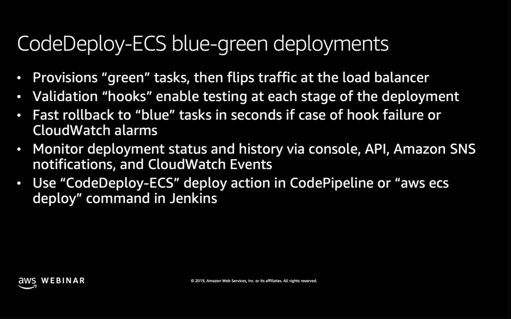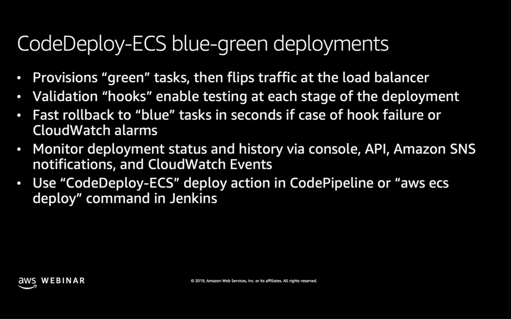Now, at each stage of the deployment, you have validation hooks to make sure that your deployment's healthy, that your new version of your application is returning what is expected. And so these hooks are done through Lambda functions. And so basically, if there's any kind of problem detected, the traffic is rolled back from the green tasks back to the blue tasks, and this takes seconds.